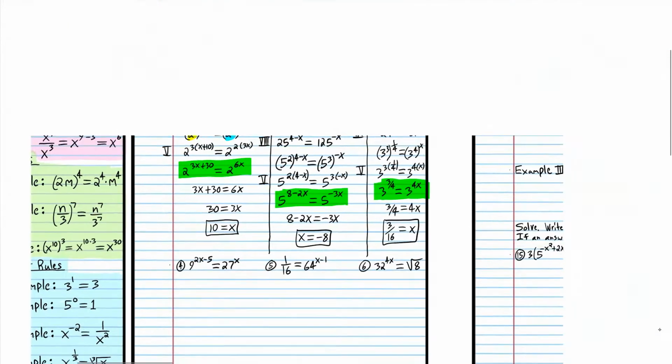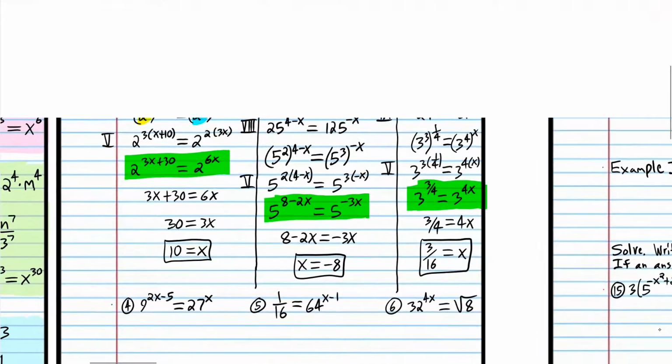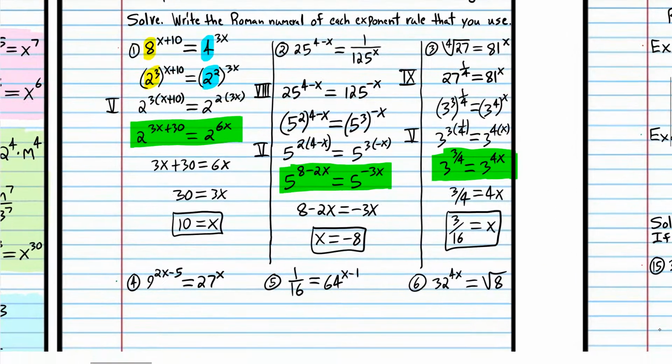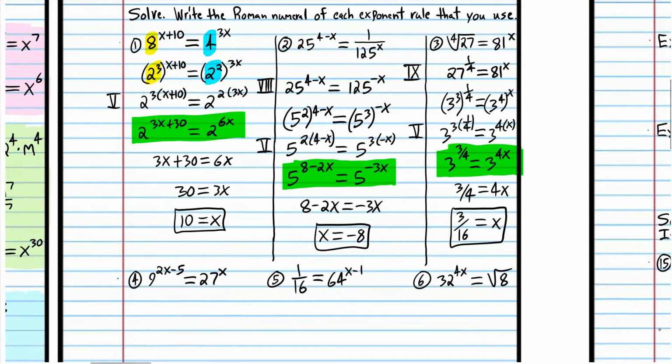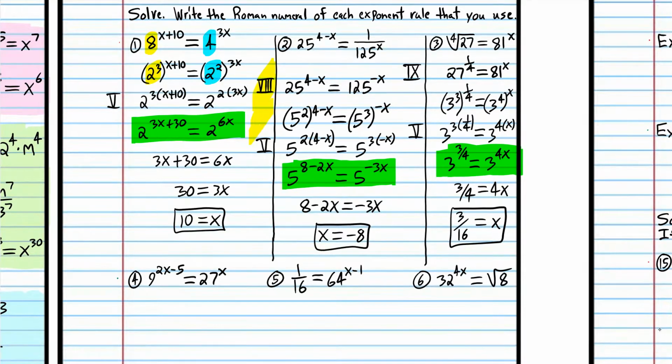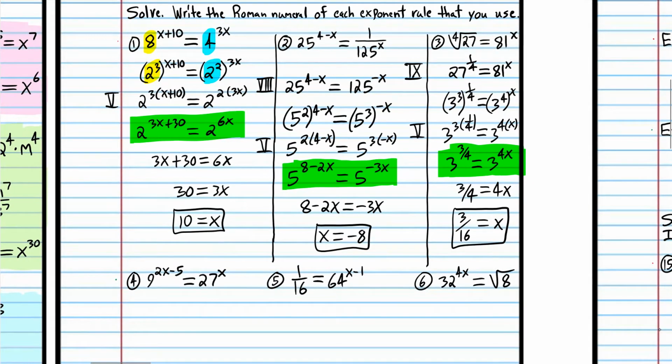Okay, so I want you to try number 4. Remember, we have to change bases on both sides of the equation, and be sure to write all your Roman numerals and use number 1 to help you. So try number 4, use number 1 to help you if you get stuck, and when you come back, we'll do it together.